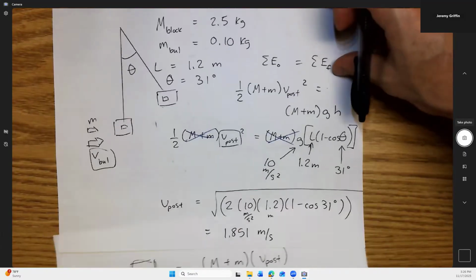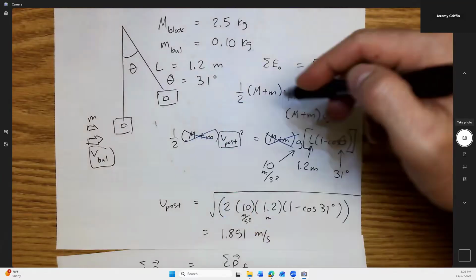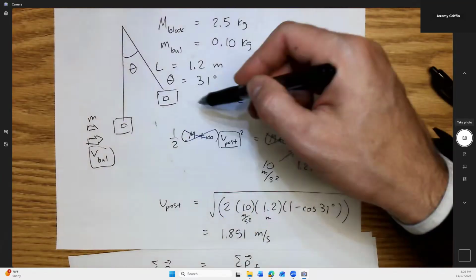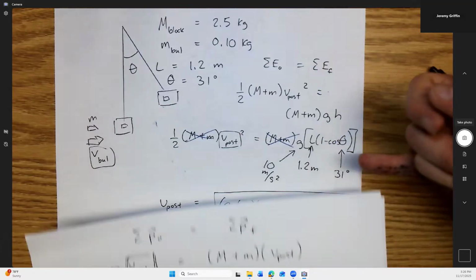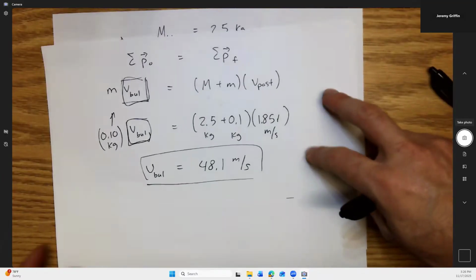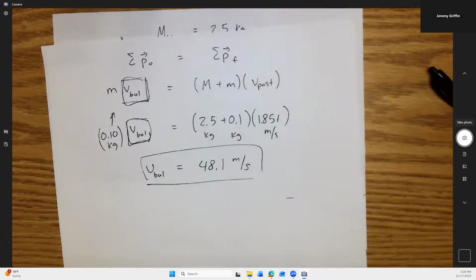So the big picture is you solve this backwards chronologically. You say it swings up some height, use conservation of energy to figure out the post-collision velocity. Then you go back in time and say the collision got it going that fast, and that's from conservation of momentum.